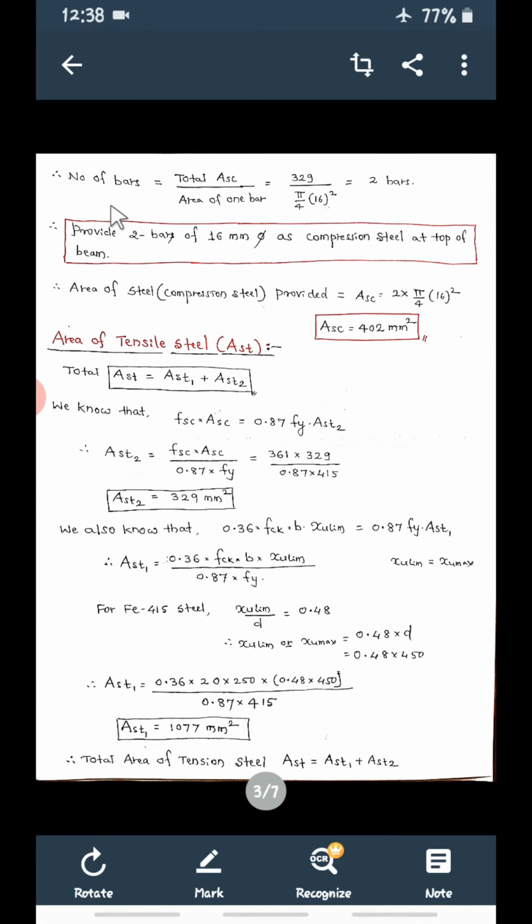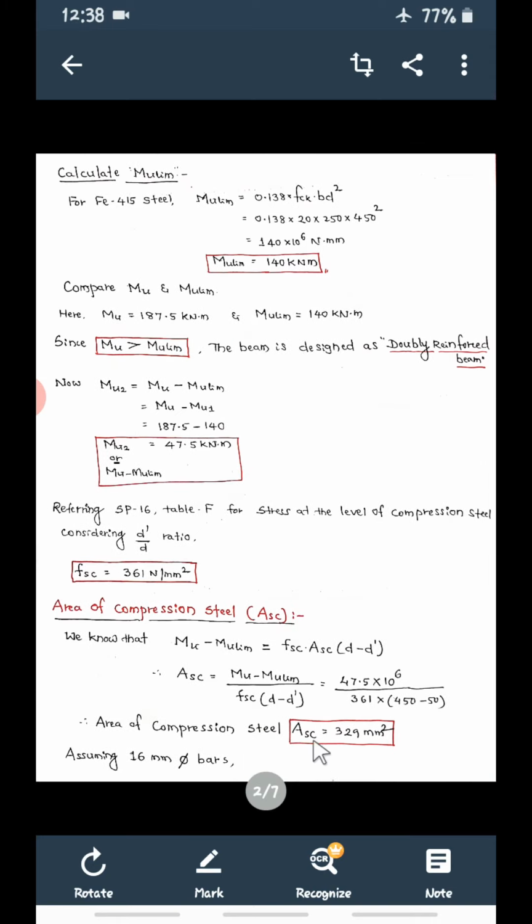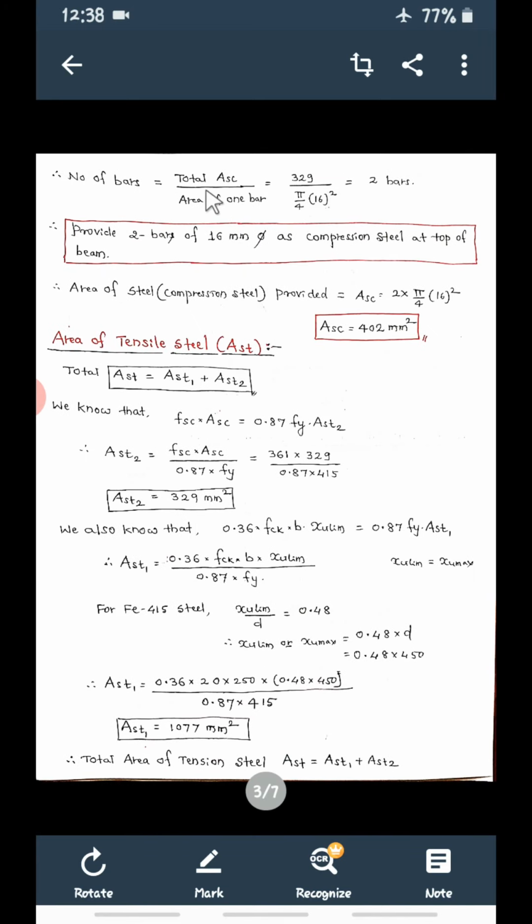So how will we find the number of bars? Total ASC divided by area of 1 bar. Total ASC required is 329, divided by area of 1 bar, pi by 4 d square. What is the diameter we have assumed? 16. So 2 bars are required. So at the top of the beam, ASC, 2 bars are required. Therefore you can say provide 2 bars of 16 mm diameter as compression steel at top of the beam.